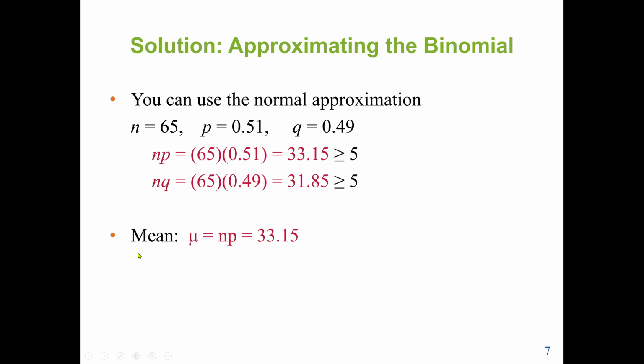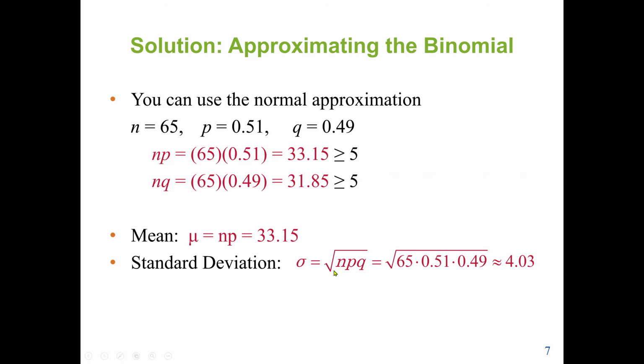So the mean will be again np, which is 65 times 0.51. That gives us 33.15. Then our standard deviation will be the square root of npq. So we get 65 times 0.51 times 0.49, and that gives us 4.03.